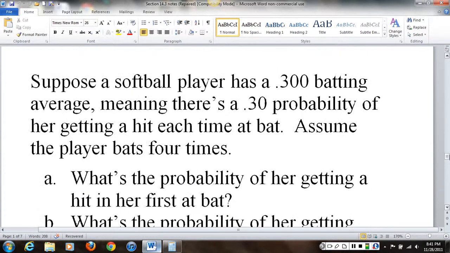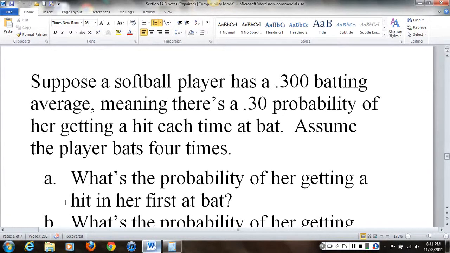Now this one comes from the book. If you want to follow along, it's on page 694, numbers 53 through 55. Suppose a softball player has a .300 batting average, and that's where it's making a kind of simple assumption, that there's a 30% probability of her getting a hit each time at bat. Assume the player bats 4 times. What is the probability of her getting a hit?